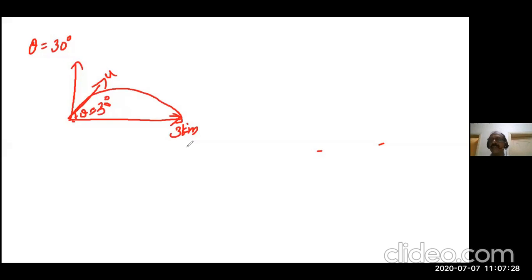How will you calculate? Muzzle speed. What is the muzzle speed? Muzzle speed means this u. Sir, the value of the muzzle speed is not given. Yes, it's not given. That's the gist of this problem.